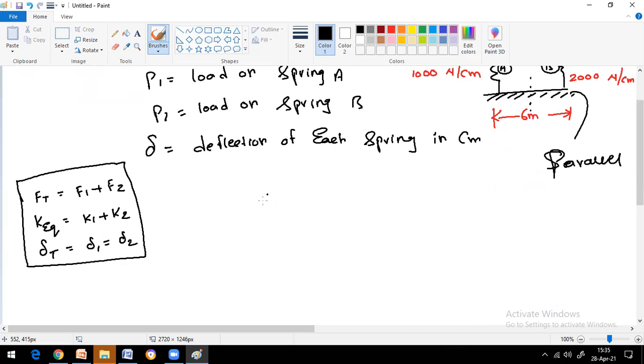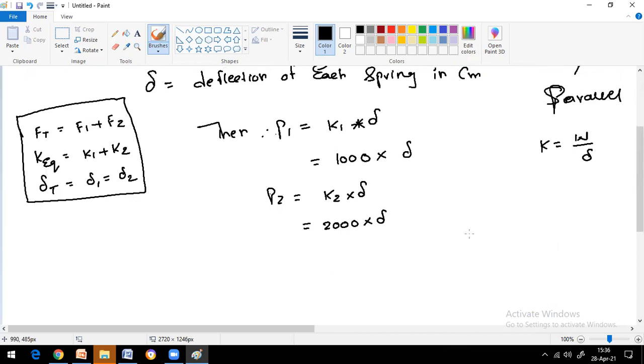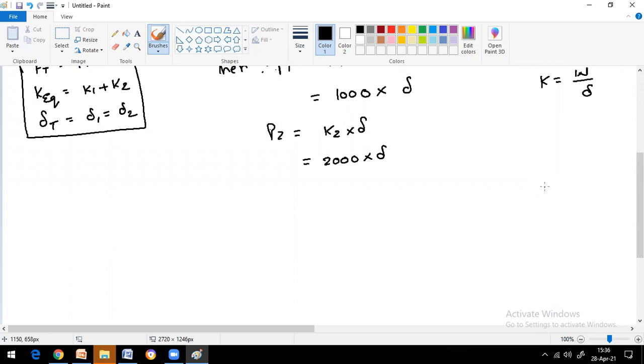Now as we know, stiffness is equal to load by deflection. Then P1 is equal to K1 into delta. What is the first spring stiffness? 1000 into delta. What is P2 then? K2 into delta. What is the K2 value? 2000 into delta. Right? Very simple. See how easy the problem is. It just asks you to calculate the distance.